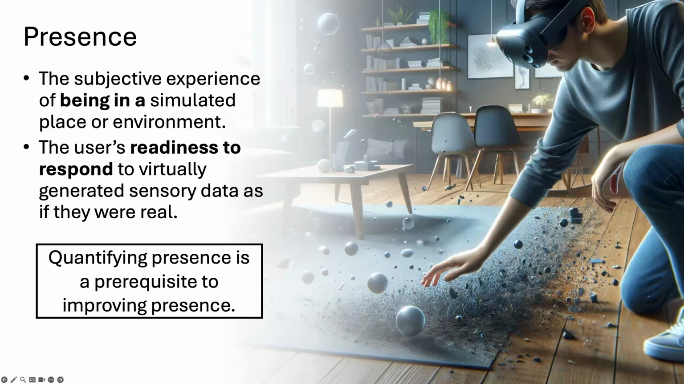Let's understand presence first. It is a subjective feeling of being in a place or environment. A user who is present in an environment can respond to a visual cue as if it is real. And the environment could be purely physical, purely virtual, or a combination of both, like we have in mixed reality. And a high level of presence is desired. However, to improve presence, we must understand what factors influence presence, and we must be able to quantify that.